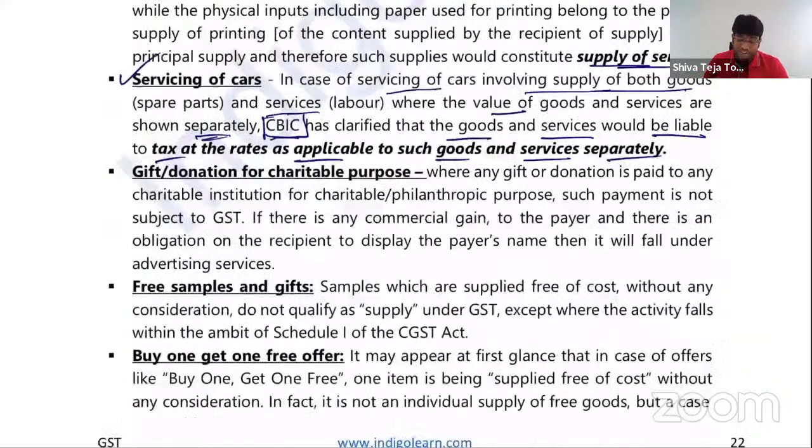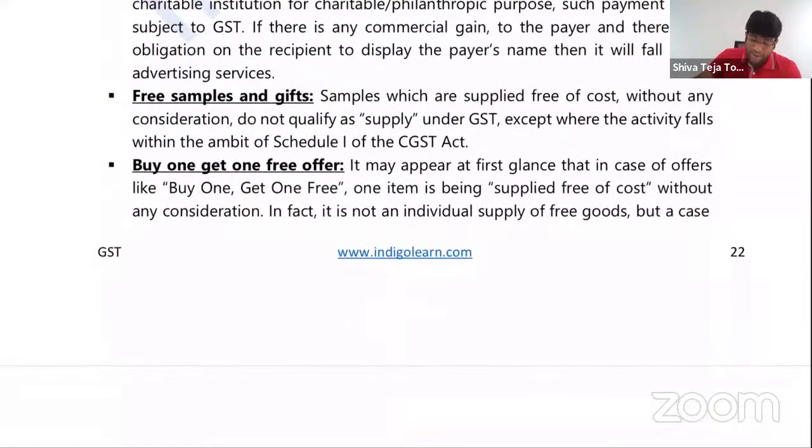Gift or donation, already we discussed. Free samples: samples which are given free of cost without consideration do not qualify as supply unless covered under Schedule 1, because Schedule 1 deals with transactions regarded as supply even though there is no consideration.